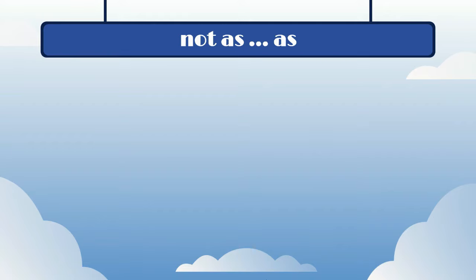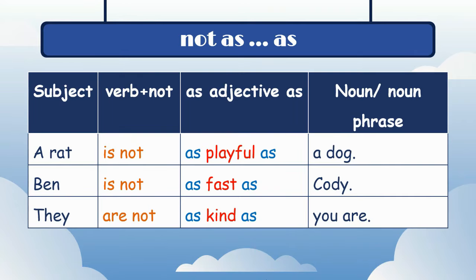To form the sentences, we begin with a subject, followed by verb with not, as, adjective, as, and a noun or noun phrase. For example, a rat is not as playful as a dog. Ben is not as fast as Cody. They are not as kind as you are. In speaking, we can also use contractions, like isn't and aren't.